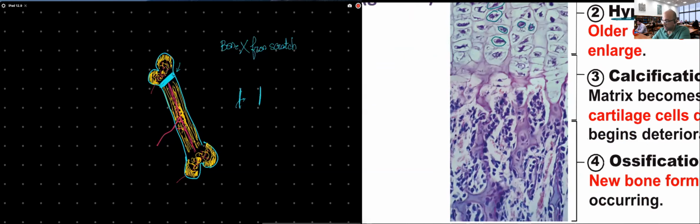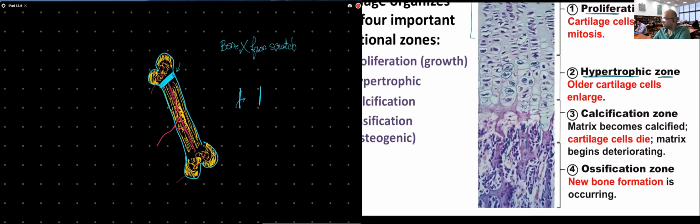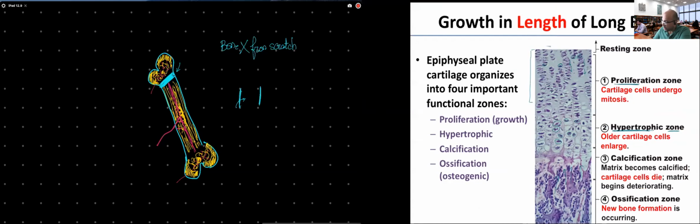Underneath it, I have the zone where I will start to add calcium along with my osteoid from the growing bone. And as I calcify the cartilage, cells will start to die, and the matrix will start to deteriorate. So as you add calcium to the cartilage, it will start to deteriorate.